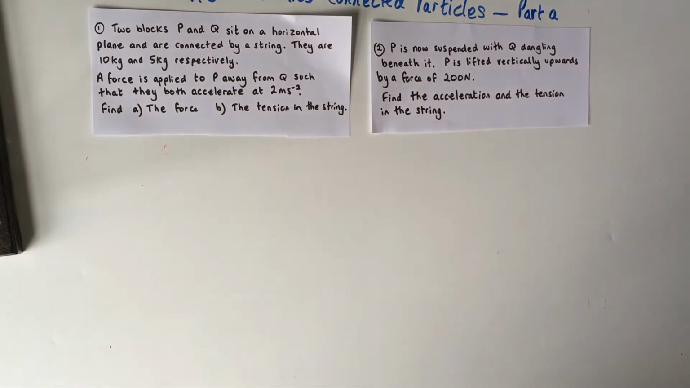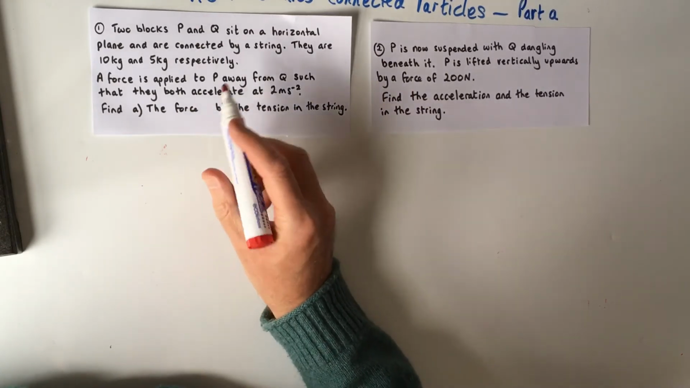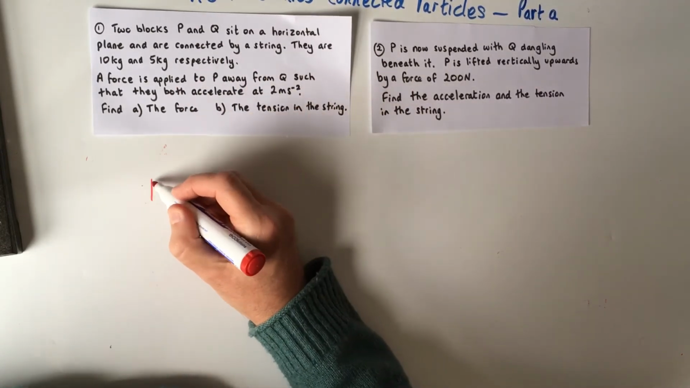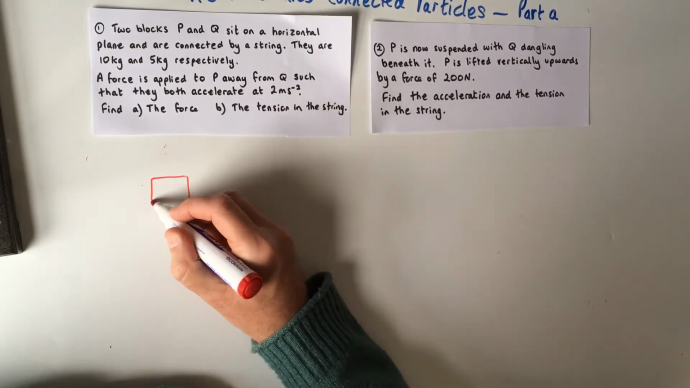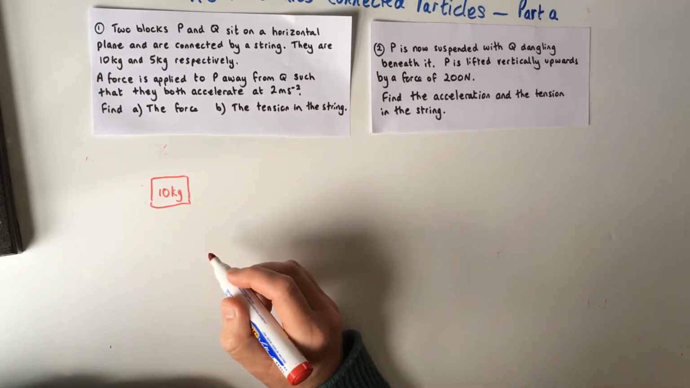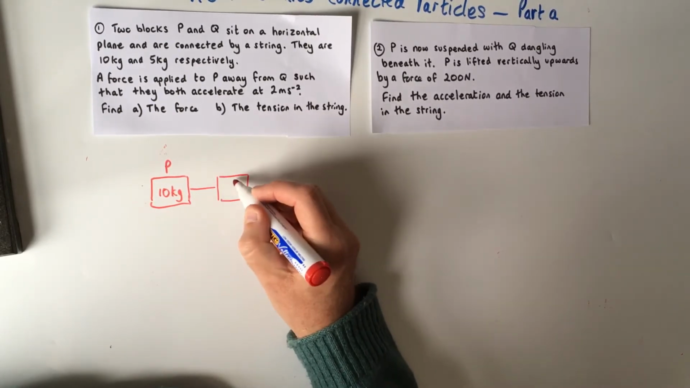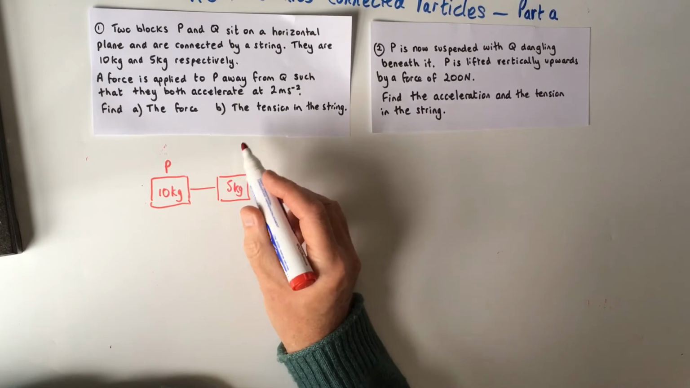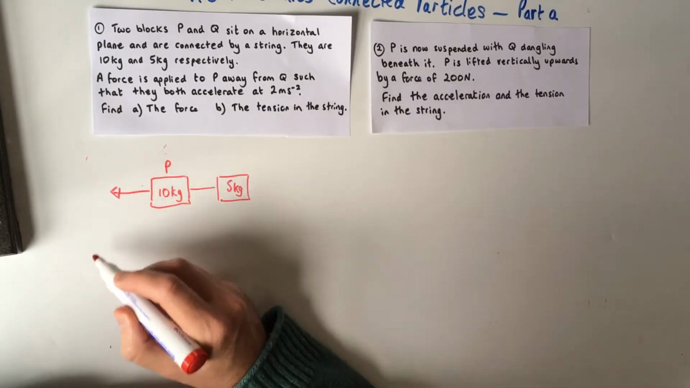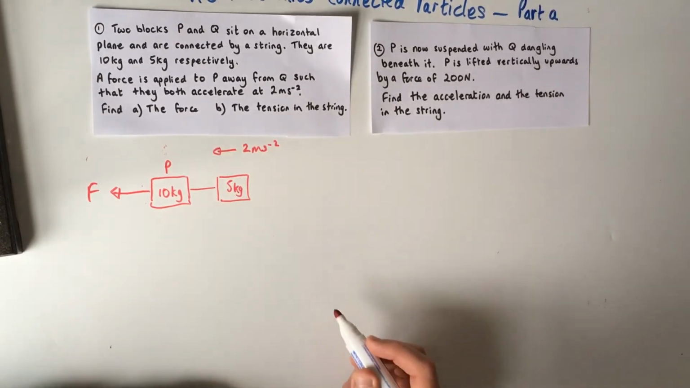Okay, if you're back with me now, we're just going to go through these two. So this first one: two blocks P and Q sit on a horizontal plane connected by a string. They'll say things like light inextensible string. So there's my 10 kilograms, and that's P, and Q, there's my string, and that is 5 kilograms. And away from P, they both accelerate in that direction at 2 meters per second squared. I could have drawn it the other way around, but anyway, there we go.